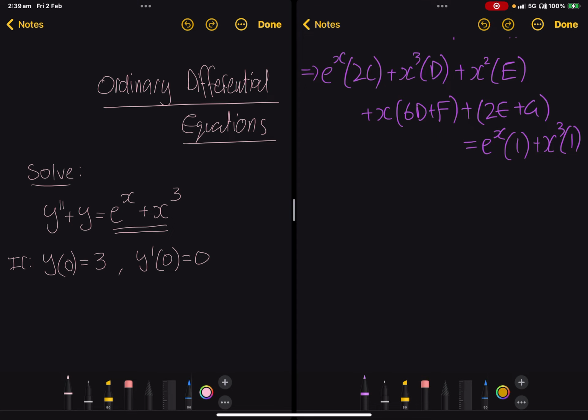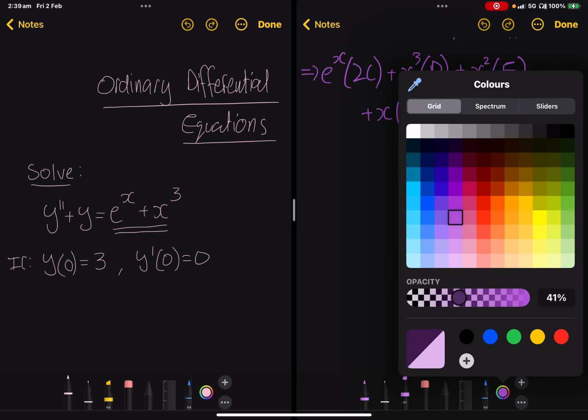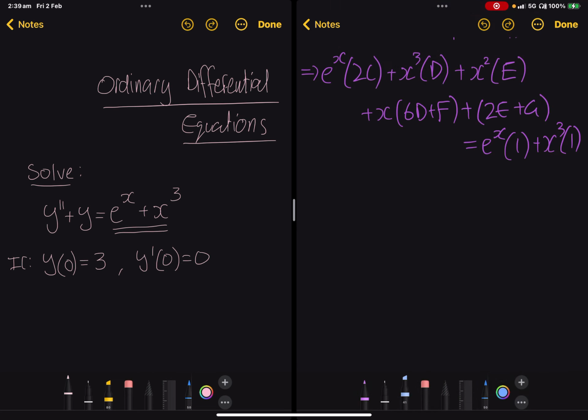So just to demonstrate this graphically, let me pick a slightly better color for this, maybe this blue color. 2c is going to be equal to 1. d is going to be equal to 1. All of the other coefficients, e, 6d plus f, and 2e plus g, are all going to be equal to 0 because they don't appear on the right-hand side. So we get the following equations or identities coming from this expression.